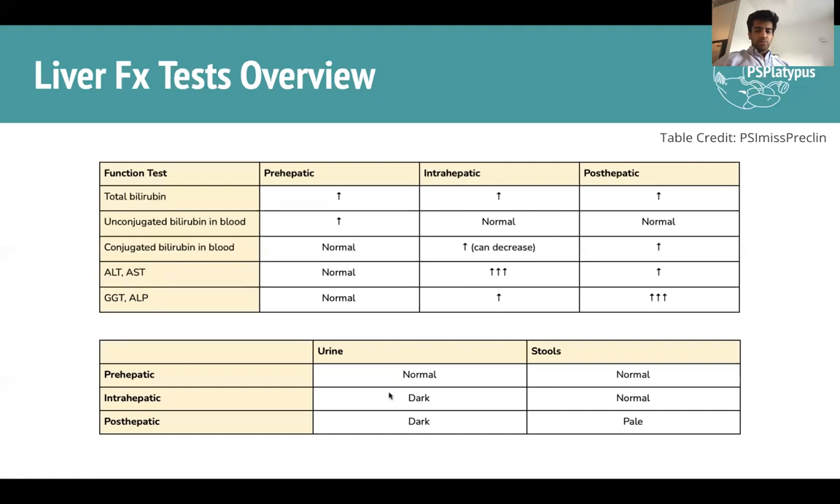And what is tested, pretty buzzwordy, is urine and stools. Each of these has a different presentation for urine and stools. The main one you want to know is dark urine, pale stools. You're thinking posthepatic jaundice. You're thinking cholecystitis, gallstones, head of pancreas tumor, which are your main buzzwords. In prehepatic, they're both normal, and in intrahepatic, there's just dark urine. Stools are normal because there's still that stercobilin being made.